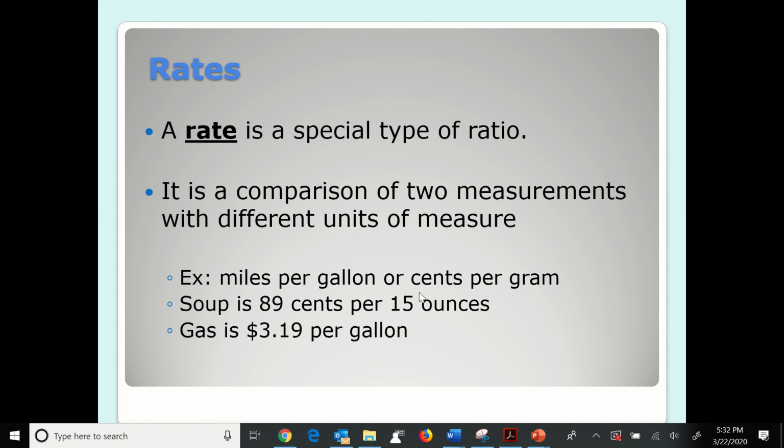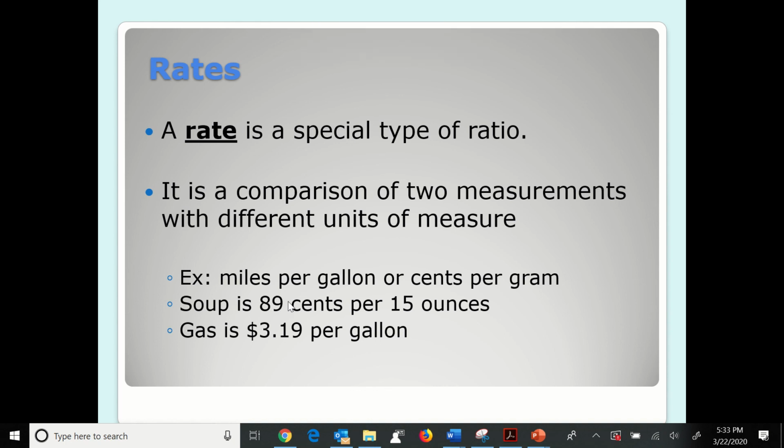So miles per gallon, or cents per gram. If you go to the grocery store and you're comparing two items of different size, maybe the small item is on sale and the big item is not on sale. At Kroger, I know they will show you the price per ounce, the price per gram. That's the unit rate that you are looking for. The lower the unit rate, the cheaper it is. The higher the unit rate, the more expensive it is.